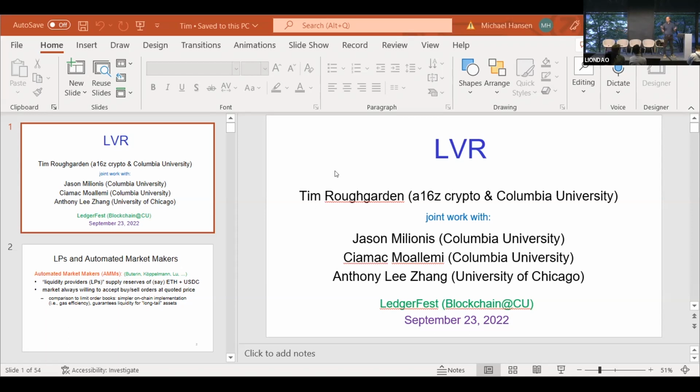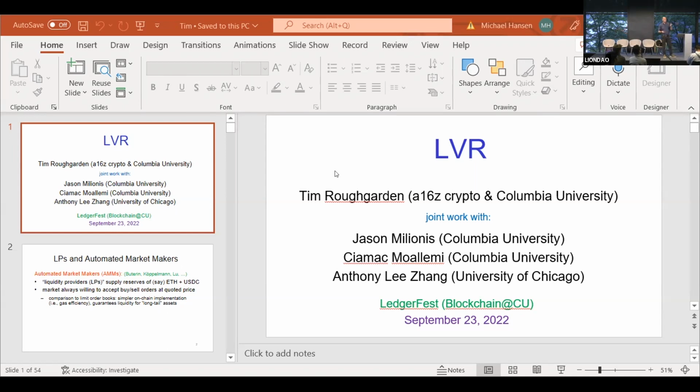Now the tokens that they're trading, they have to come from somewhere. And so they're provided by what are known as LPs or liquidity providers. So these are entities that make deposits of tokens, of coins, into the automated market maker to enable traders to trade. And they generally do that in exchange for a share of the trading fees.